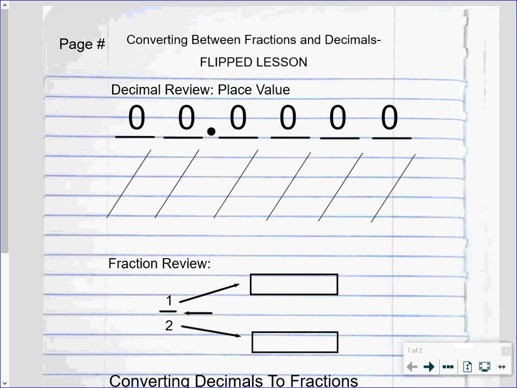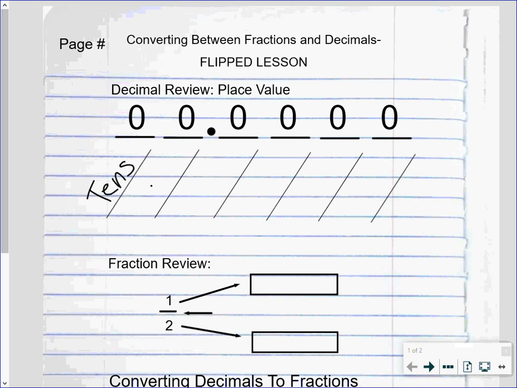All right, so this week we're going to be talking about how to convert between fractions and decimals. So before we get into that, we are going to do a quick review over decimals and place values and a quick review over fractions. If you need to pause this video to set up your ISN, please do that and then push play when you're ready to continue. So over here to the far left is our tens place.